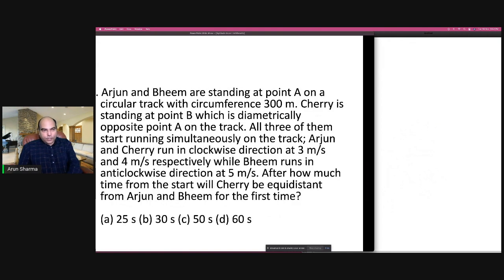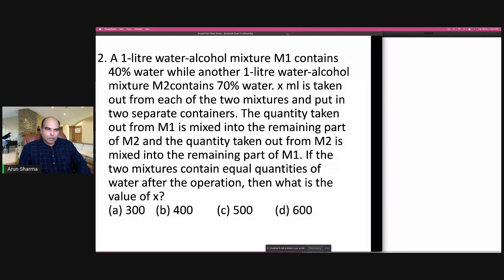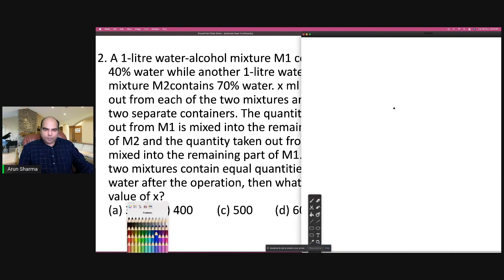Let's look at the second question. The second question is this one. This is the second question. A 2-liter water alcohol mixture, M1, contains 40% water, while 1 liter water alcohol mixture, M2, contains 70% water.